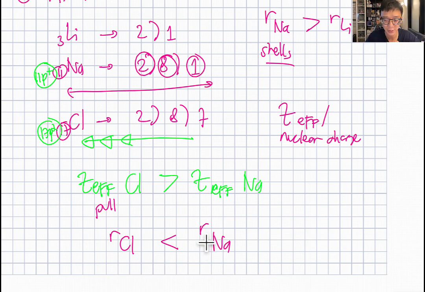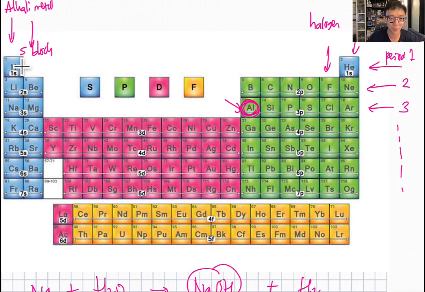So the first consideration is the shell. You know from the periodic table that the more you go down, the more shells you will have. So this is only 1 shell, 2 shells, 3 shells, 4 shells. So the more you go down the table, the larger your atomic radius will be.